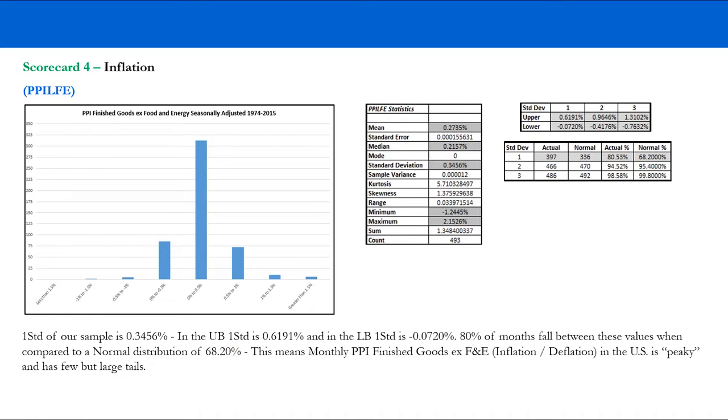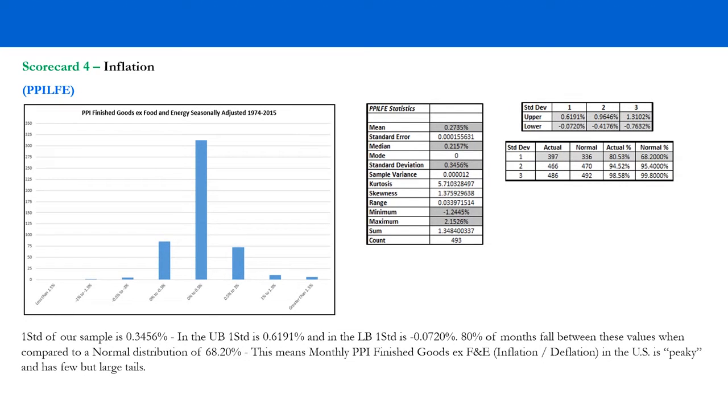So that basically means that PPI finished goods, excluding food and energy, in the United States is again following this pattern of being peakier in terms of the distribution, so many more cases relative to a normal distribution around the mean, but with much fatter tails. And then in between, we have, when compared to a normal distribution, a more vacuous scenario. So we have a peakier distribution, but with fatter tails when compared to a normal distribution, which we've seen in many cases before.